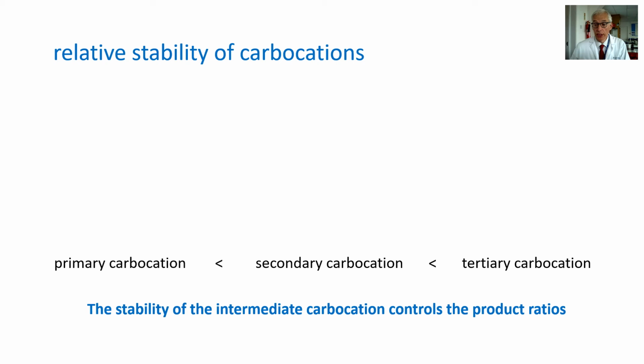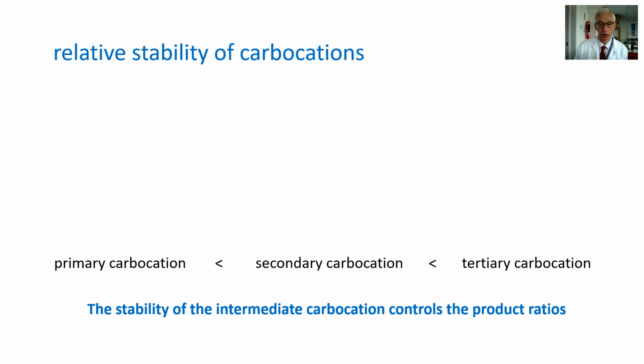So you need to know the relative stability of the carbocations and apply that to explaining Markovnikov's rule. So the simple relationship is that a tertiary carbocation is more stable than a secondary, which is more stable than a primary. And it's the stability of that intermediate that determines the major and minor products. So what I'd like you to do is to draw a structure for a primary carbocation, a structure for a secondary carbocation, and a structure for a tertiary carbocation. Pause the video, draw those structures, resume when you are ready to check your answers.